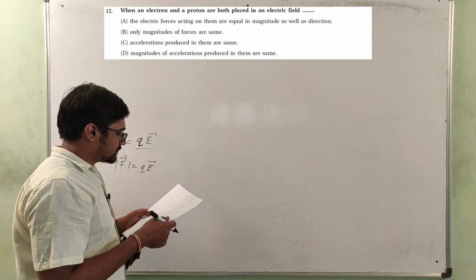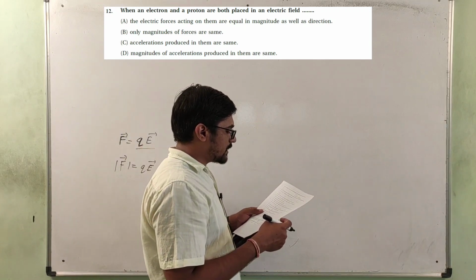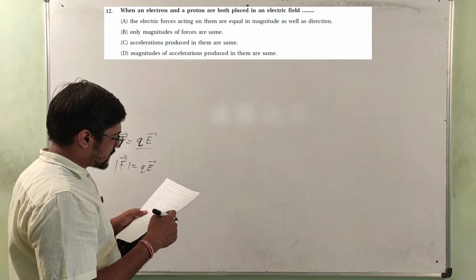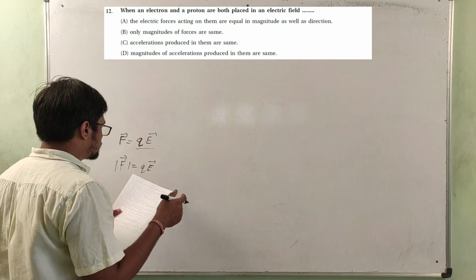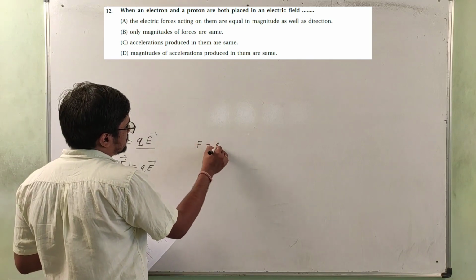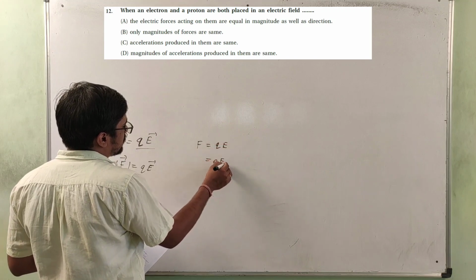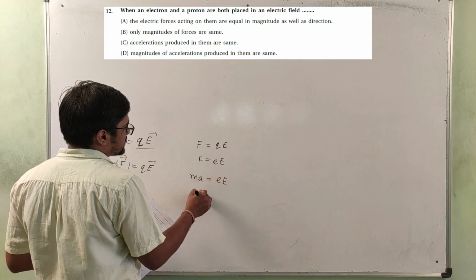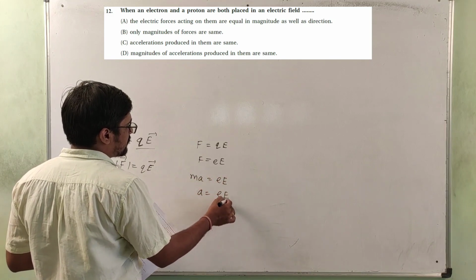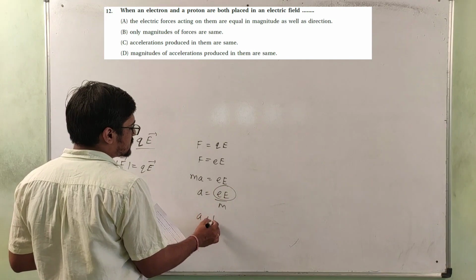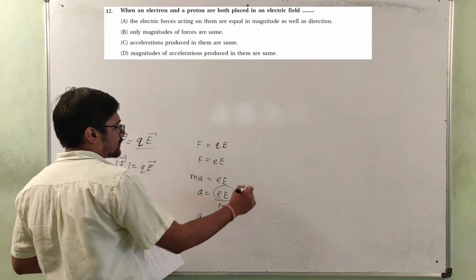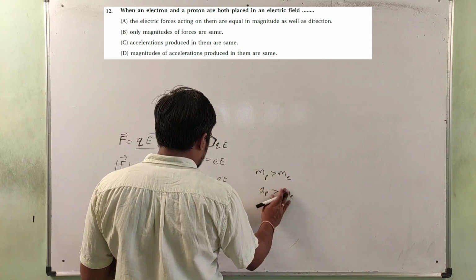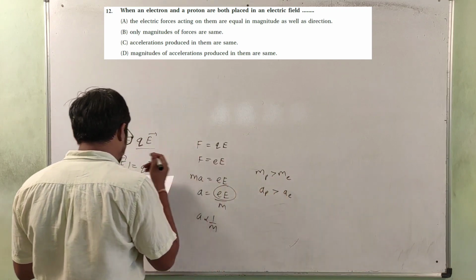So what is the option? The electric force acting on them are equal in magnitude as well as direction. Wrong. The magnitude of forces is the same, yes. Acceleration produced by them is the same. If the force acting on the charge is Q into E, then the charge of electron and proton both are e. Force is equal to mass into acceleration, so the acceleration produced in both charges is eE by m. eE is the same for both charges, so it is inversely proportional to m. The mass of proton is larger than the mass of electron, so the acceleration of the proton is less than the acceleration of the electron. So the acceleration is not the same for both.